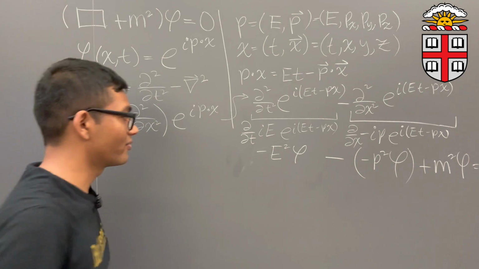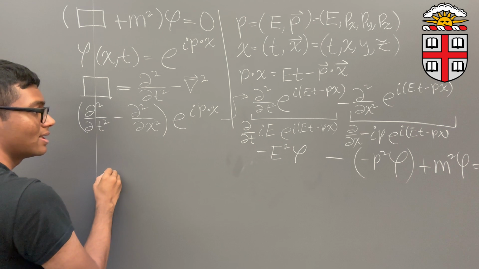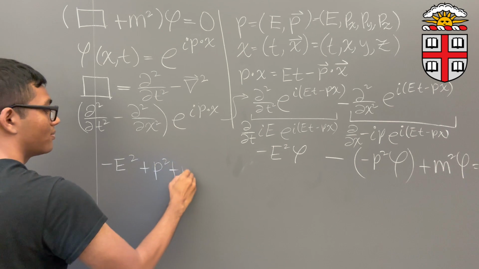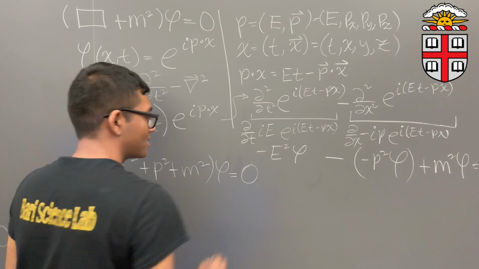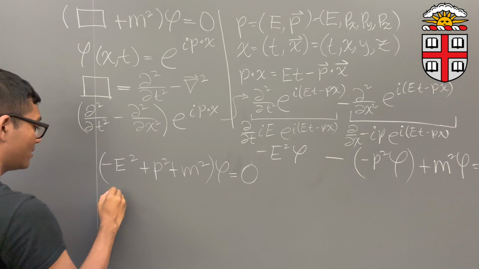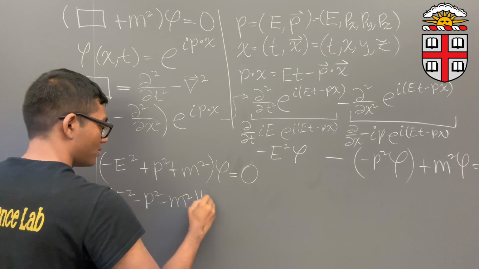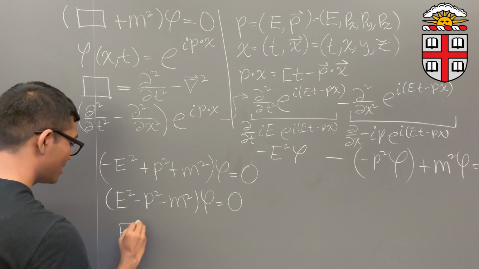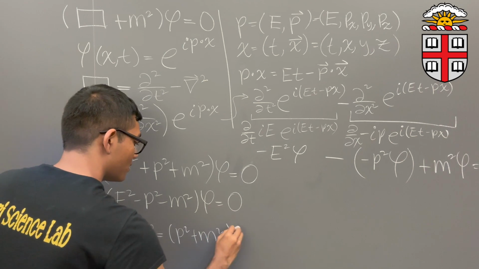So now let's simplify this. Let me bring it over here, bring the action for the left side viewers. So we're going to have minus e squared plus p squared plus m squared, times phi, is equal to 0. Now you might already see the dispersion relation, Einstein's dispersion relation here, but let me really write it out explicitly for pedagogical purposes. And finally, if I just write this down as an eigenvalue equation almost, then we have the following.